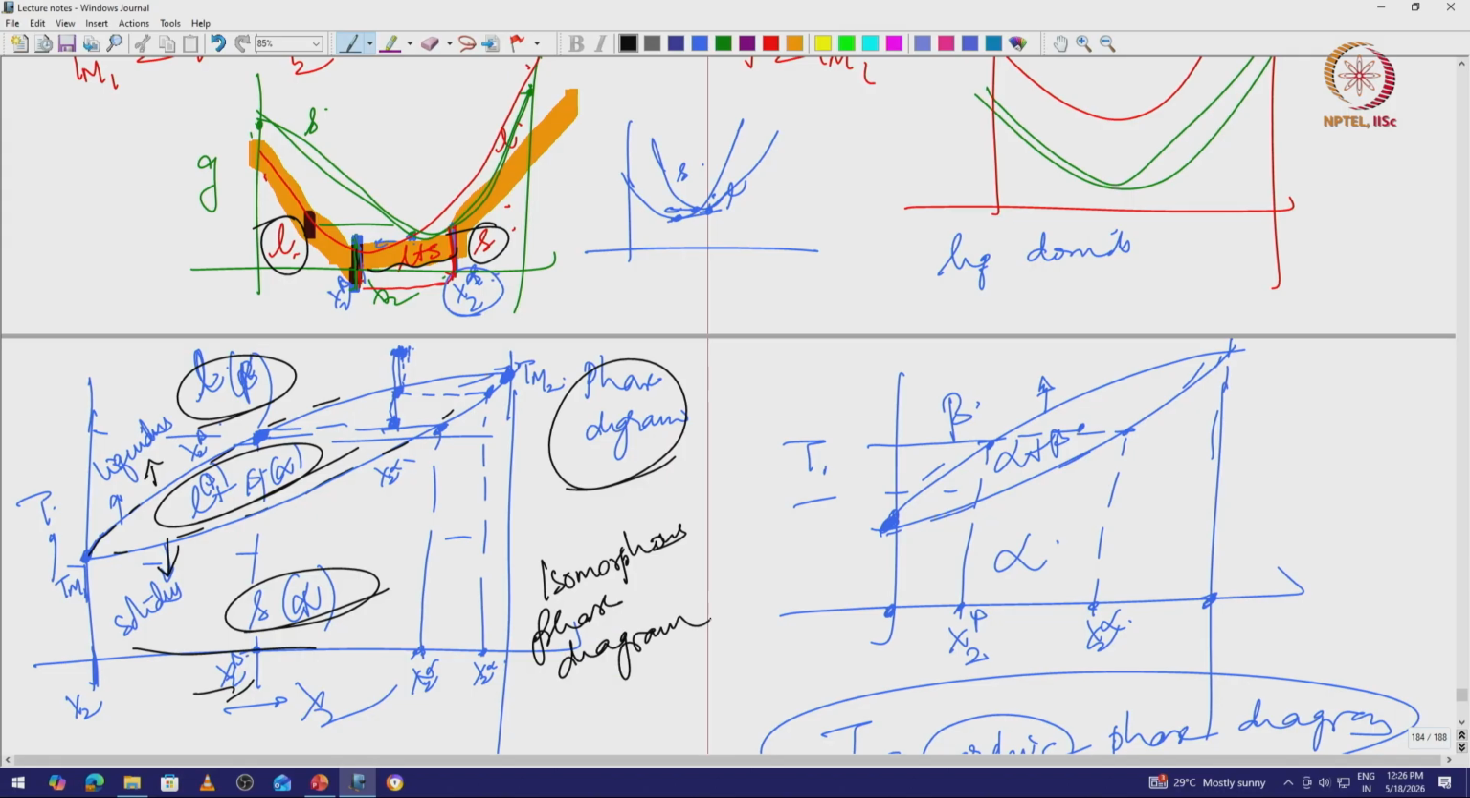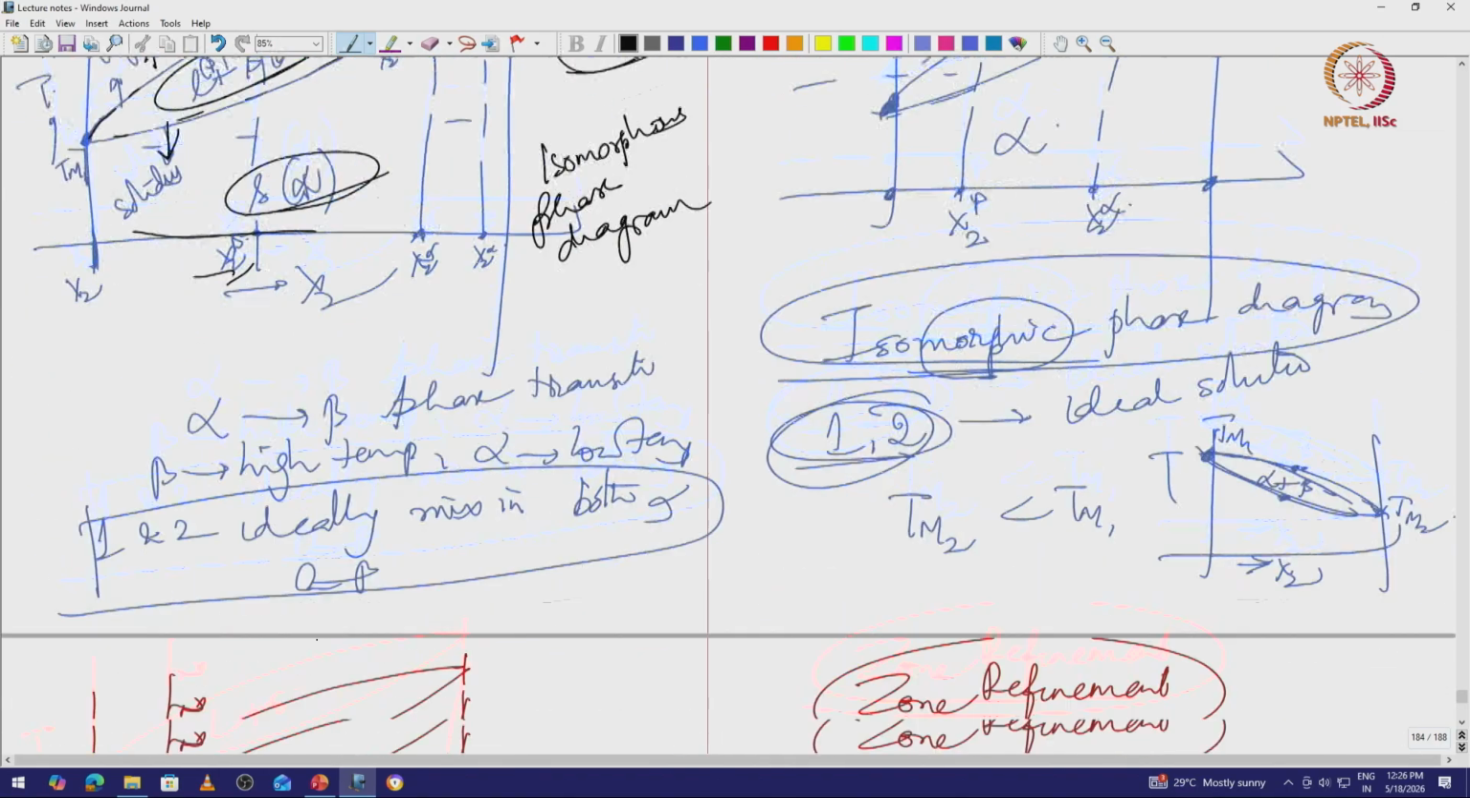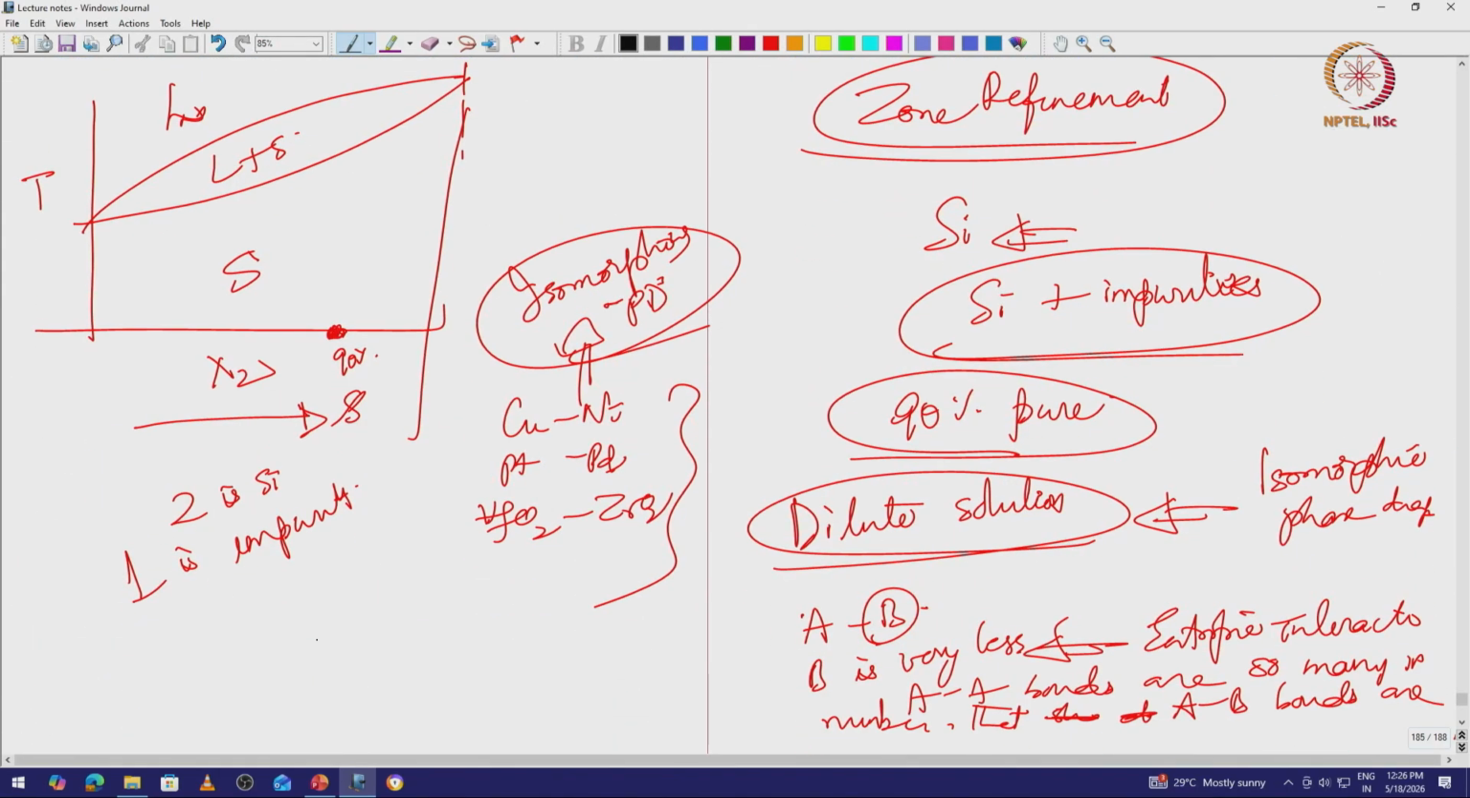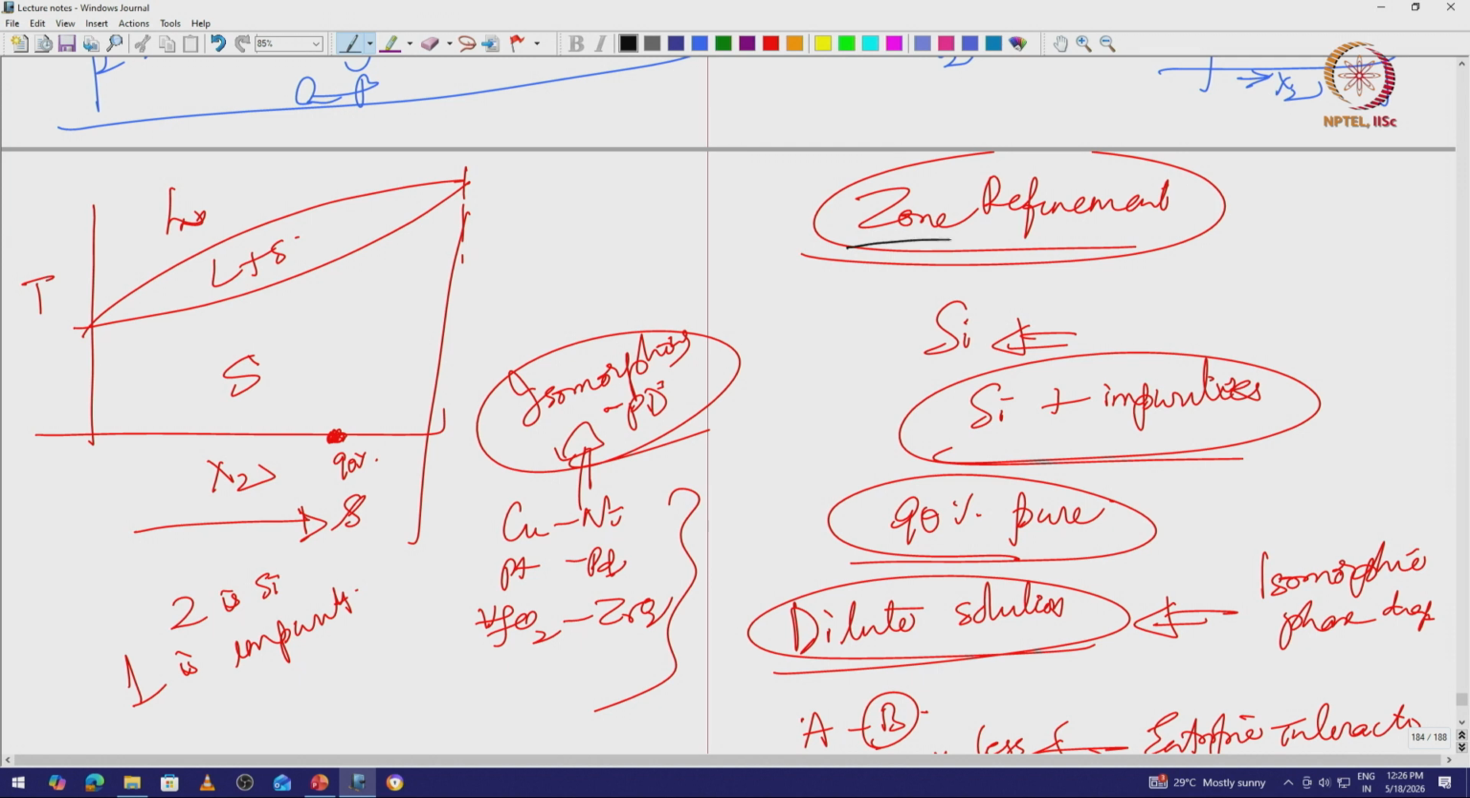Now using this simple isomorphous phase diagram, we have studied the idea of what is called zone refinement. I gave you the example of silicon plus some impurities. Although the phase diagram of silicon plus impurities can be more complex, in a part of it we can look at it as having this sort of a shape, or the isomorphous like shape. So how can I make 90% pure silicon more pure?